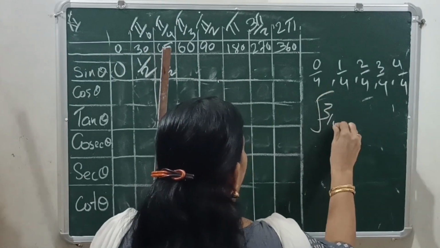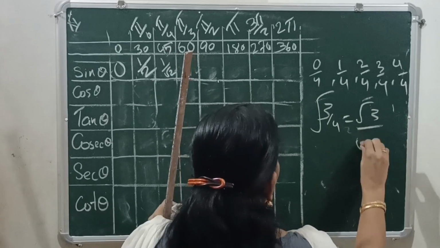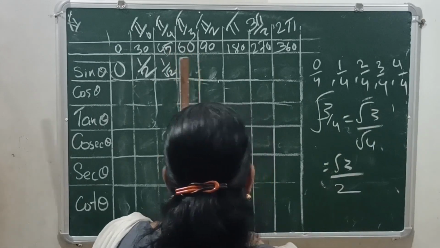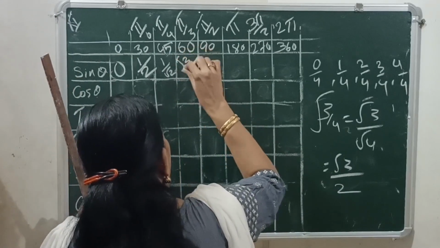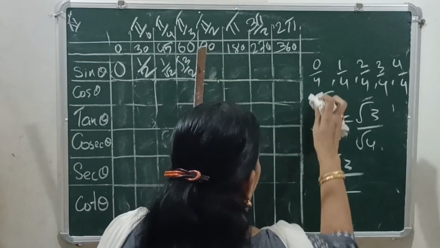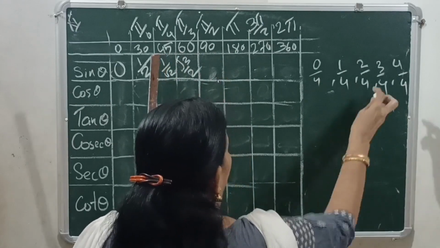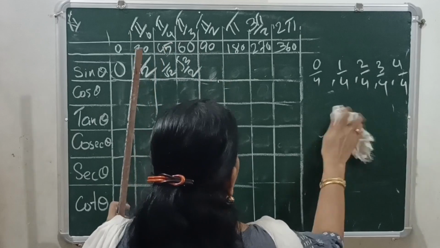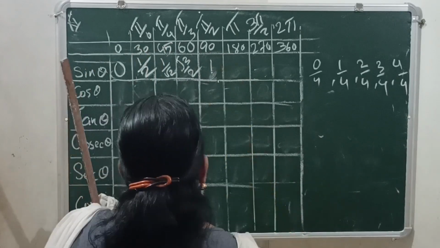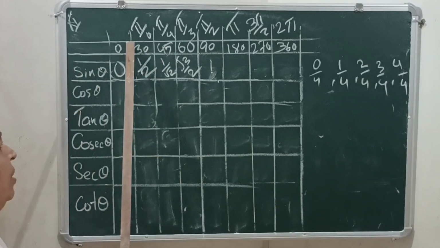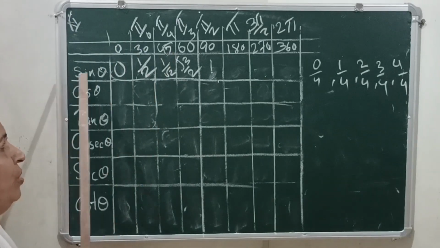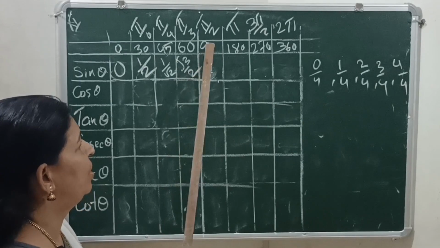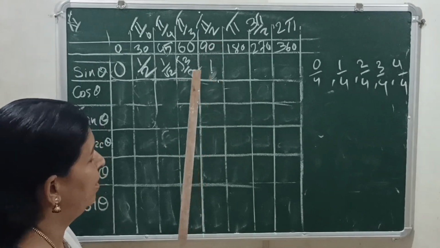Next, taking the square root of 3 by 4. That is root 3 by root 4, that is root 3 by 2. Next, square root of 4 by 4 is equal to square root of 1, which is 1. So sin 0 is 0, sin 30 is 1 by 2, sin 45 is 1 by root 2, sin 60 is root 3 by 2, sin 90 is 1.